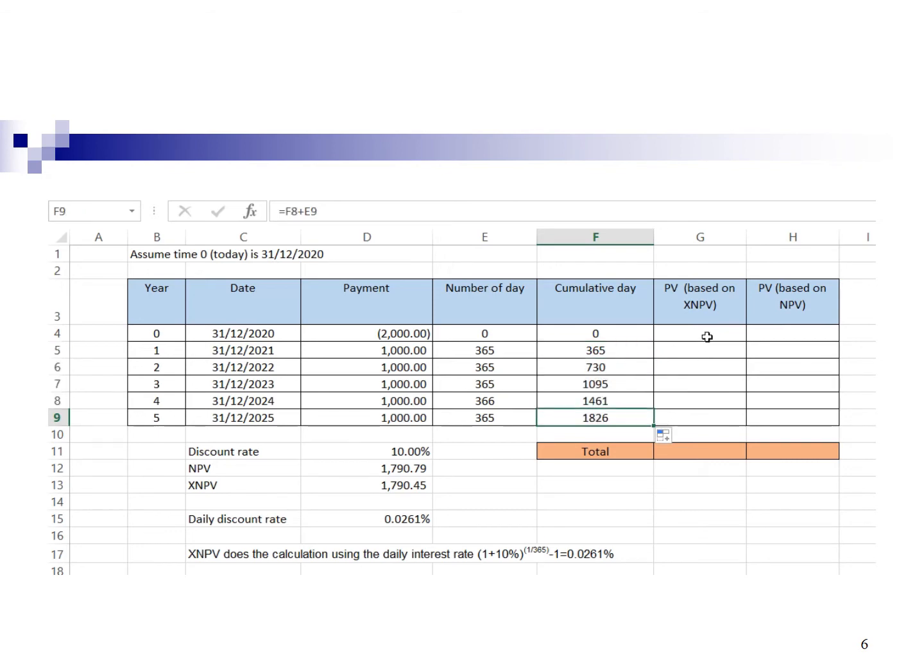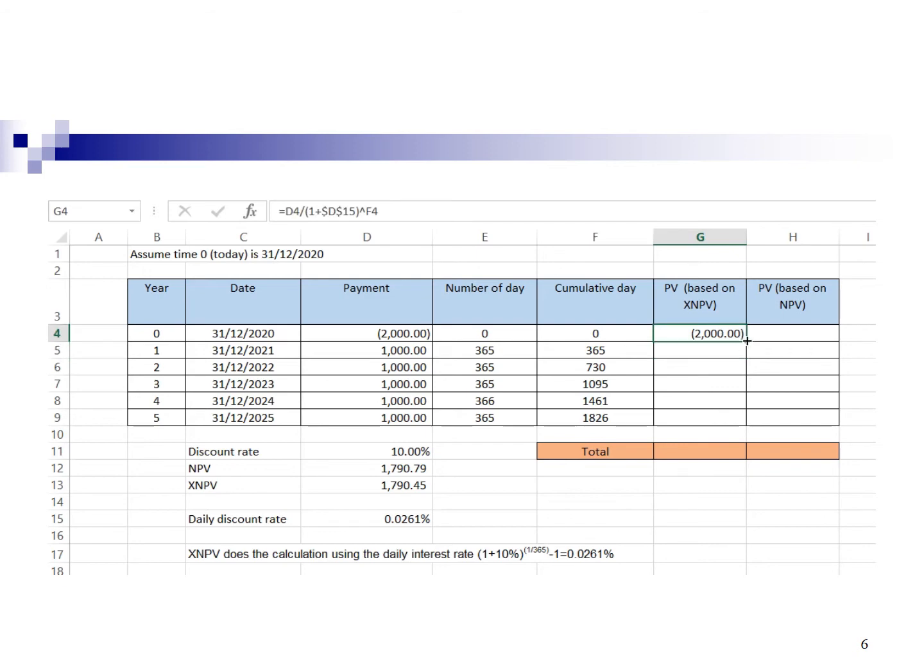Alright, next I'm going to calculate the present value based on the XNPV concept. The value is obtained by equal cash flow divided by open bracket 1 plus the daily discount rate close bracket, power by the number of cumulative days. I'm going to fix the reference cell for the interest rate by typing F4. Enter. This is the value.